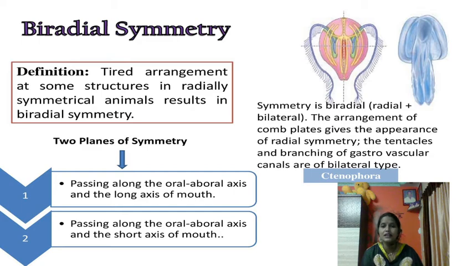These are strictly marine organisms, animals from phylum Ctenophora. Now here we can observe the biradial symmetry, that is a combination of radial and bilateral. The arrangement of the comb plates gives the appearance of radial symmetry, and the tentacles and branching of gastrovascular canals show the bilateral symmetry. So this is the perfect example of biradial symmetry.